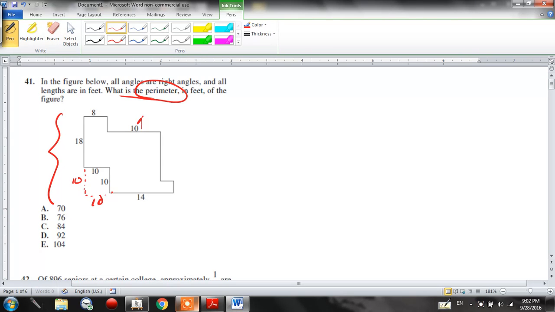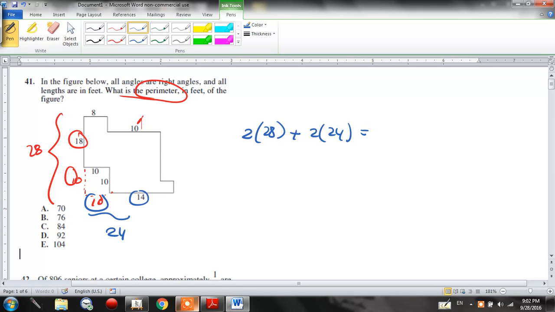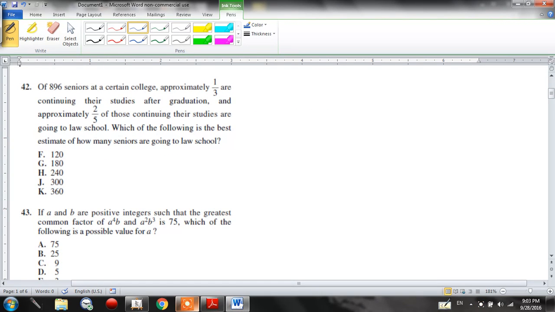So you see this side is going to be 28, 18 plus 10. And this side is 10 plus 14, that's 24. So the perimeter is going to be 2 times 28 plus 2 times 24. And that ends up being, I think, 104. Okay, so you have to pretend those are like movable sticks.